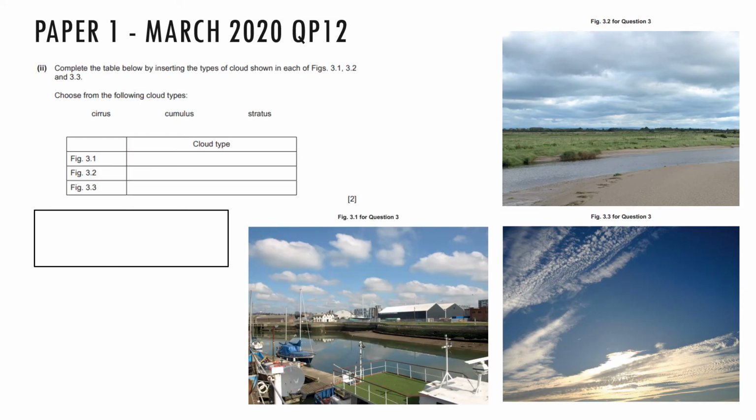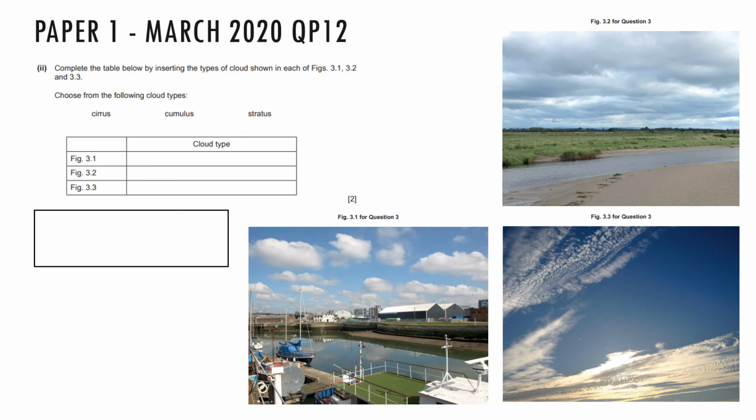Here, complete the table below by inserting the types of clouds shown in each of these figures. This is a really nice question, and it gives you lots of help because it tells you the 3 that you need to know. And these, again, are the 3 broad types of clouds. Then there are lots of subsections. So let's look at figure 3.1.